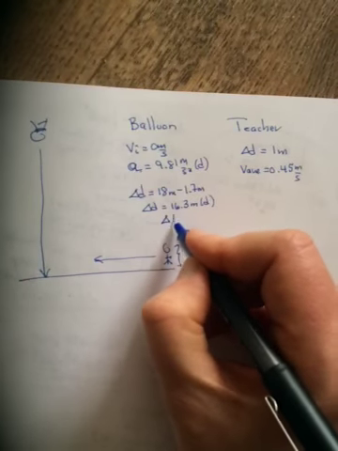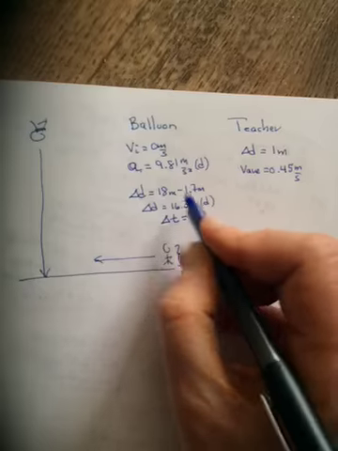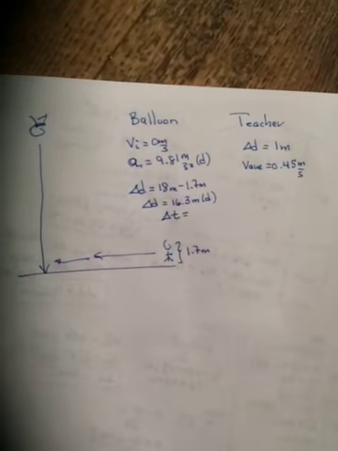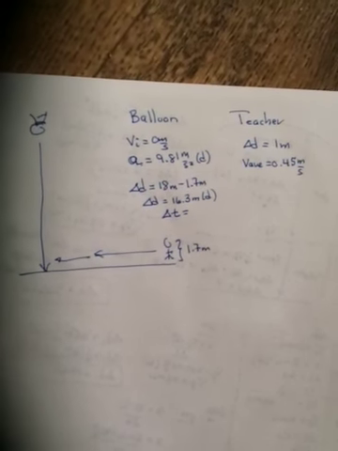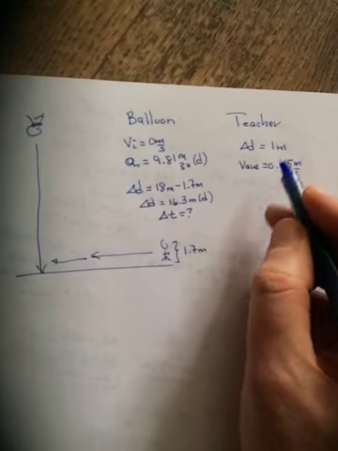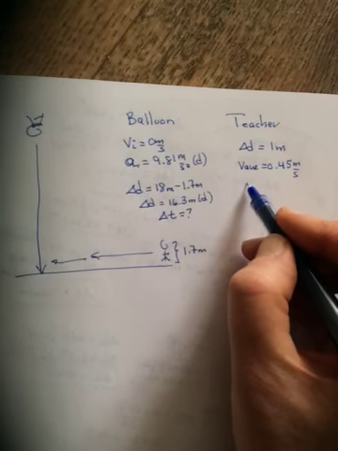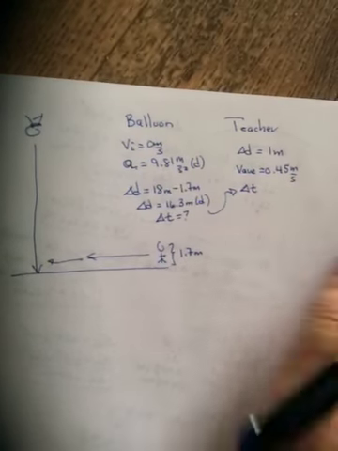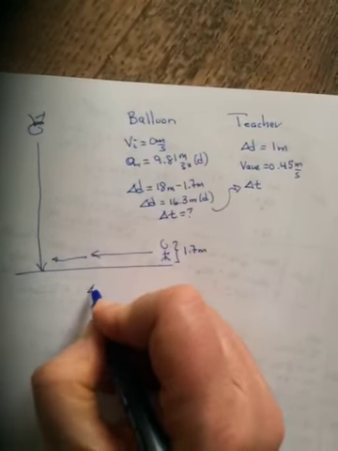It'll hit the teacher if, by the time the teacher gets here, the water balloon is right at the teacher's head. So the first step would be to find the time for the water balloon to reach where the teacher's head would be, and then I'd probably check, with that time, where the teacher is. So first step, let's find the water balloon's time.